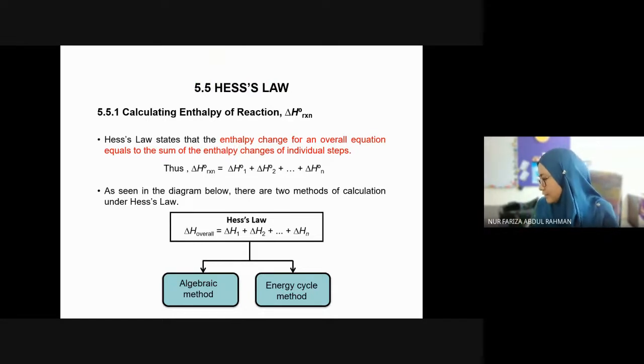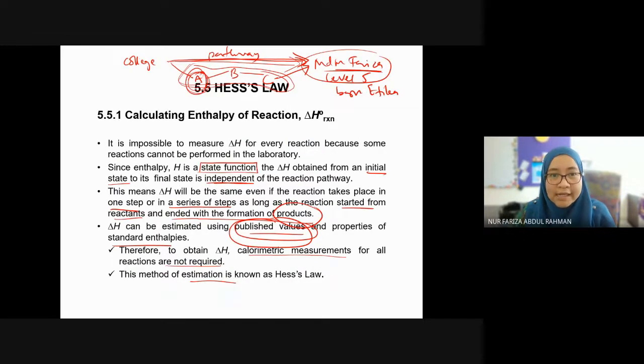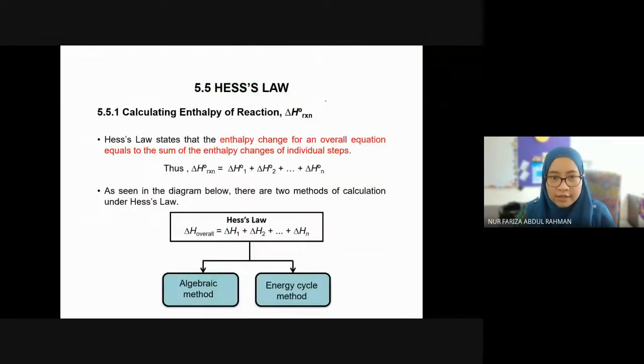Calculating enthalpy of reaction, delta H reaction. Hess's law states that the enthalpy change for an overall equation equals the sum of the enthalpy changes of the individual steps. When you combine A, B, C, you still get the overall. So this is Hess's law.